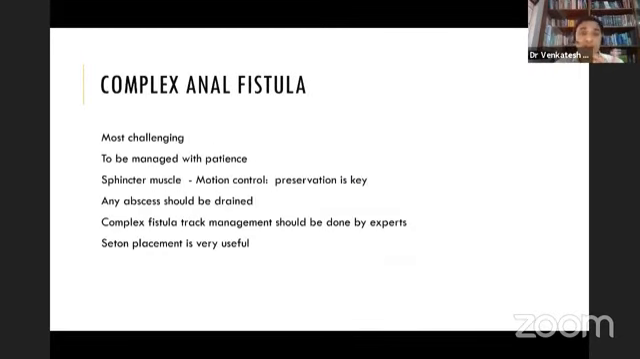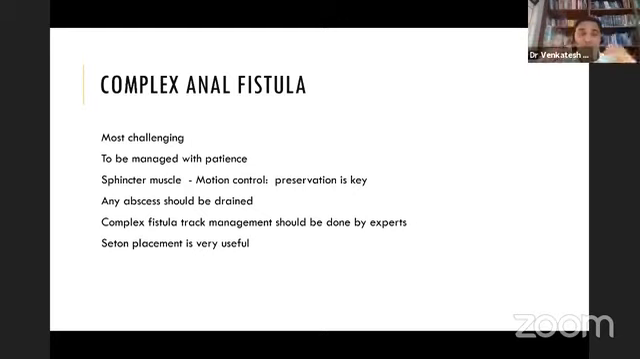Complex fistulas are the most challenging. Patients who have the problem need to have patience, and the surgeon has to have patience. So both have to work together, because if it's a complex track, we have to look after the muscle which controls the motion, preserve that, and at the same time remove the track. So there are two things to achieve here: to remove the problem, and also to make sure the muscle is not damaged.